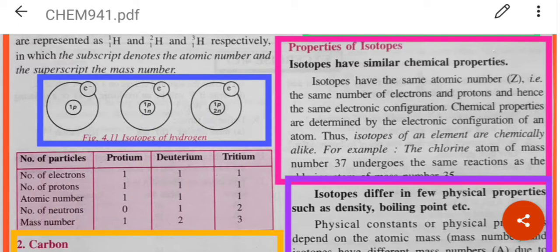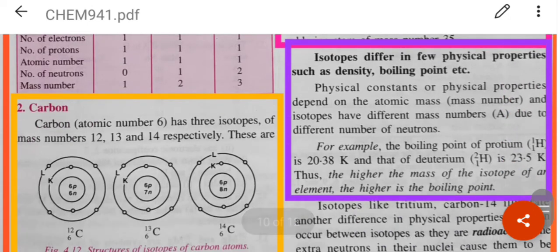In tritium, the mass number is 3. How? 1 proton, 2 neutrons. Mass number 3. And the number of electrons is 1. So these are the 3 isotopes of hydrogen.